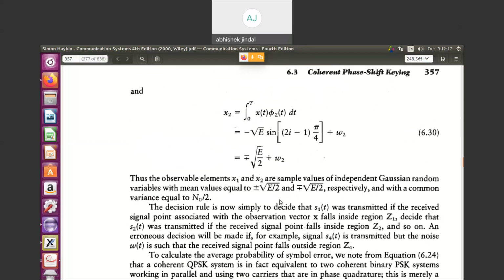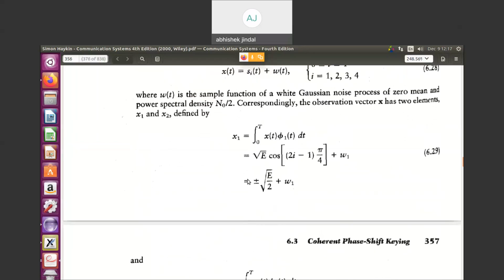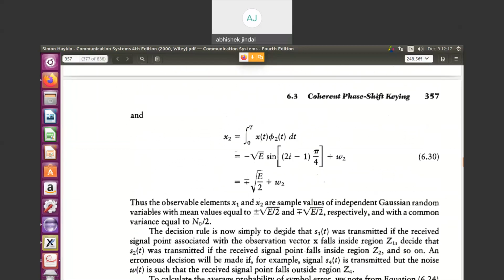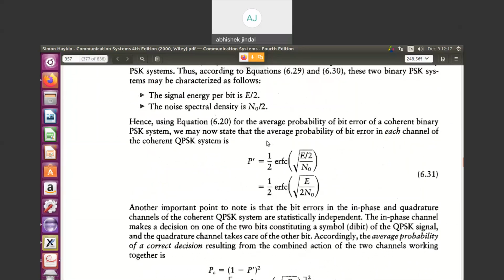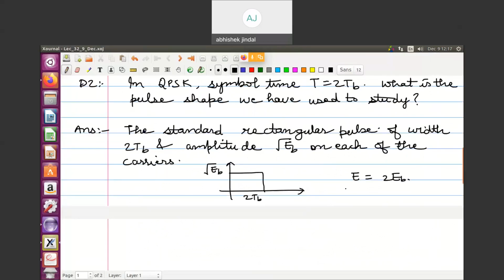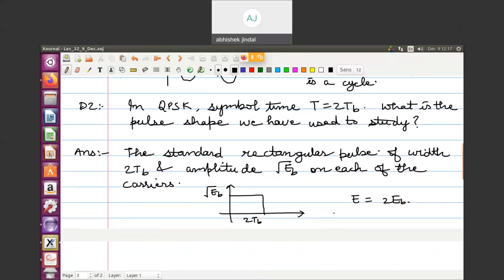So this way you can study it, or you can see it here as well, that this x1 is nothing but plus or minus root of E by 2, and this is plus or minus root of E by 2. So if I take the sum of the energies, it is E, and this is nothing but root of Eb. So Eb is E by 2. There are several ways to see it. I can do a small derivation also to make it more clear, but I feel it should be easy.